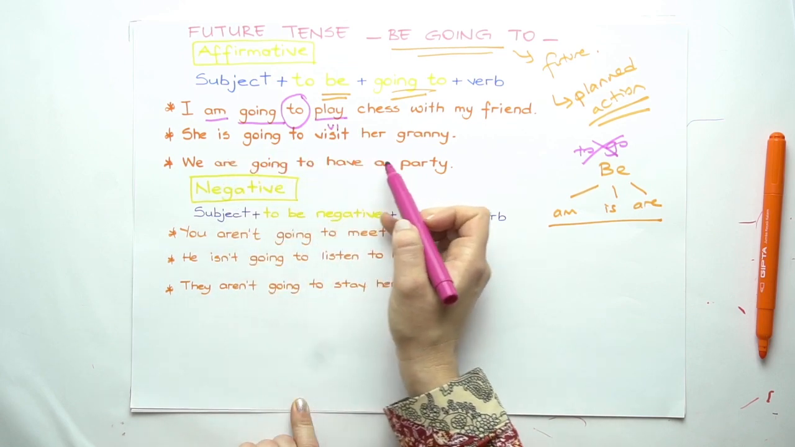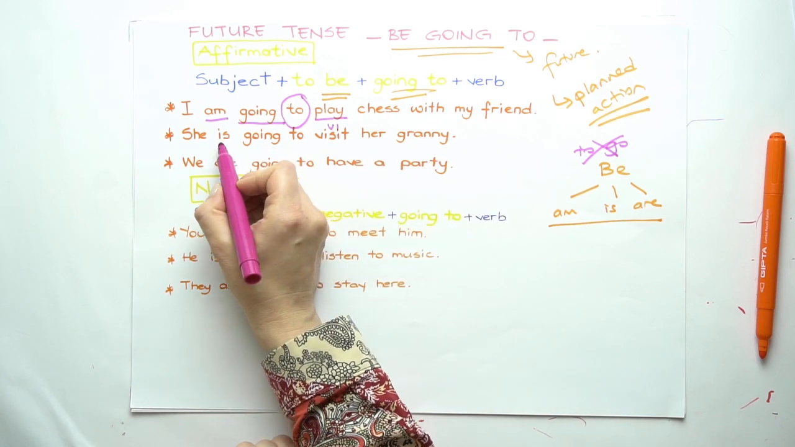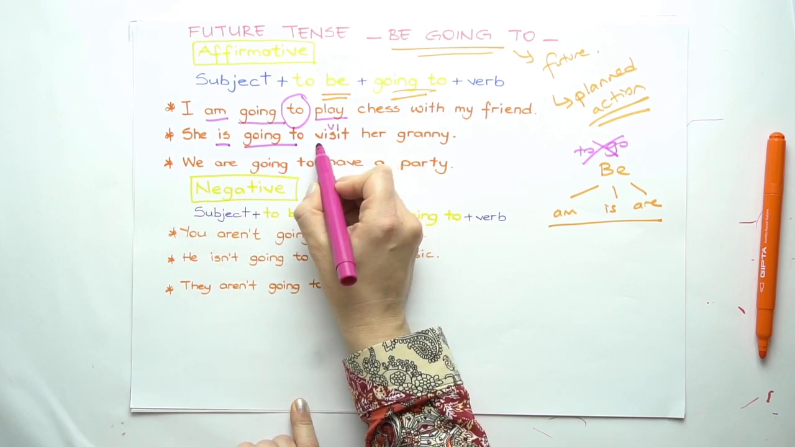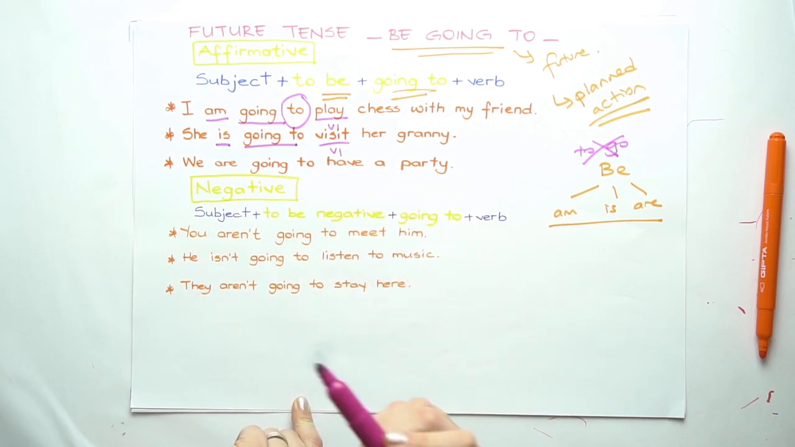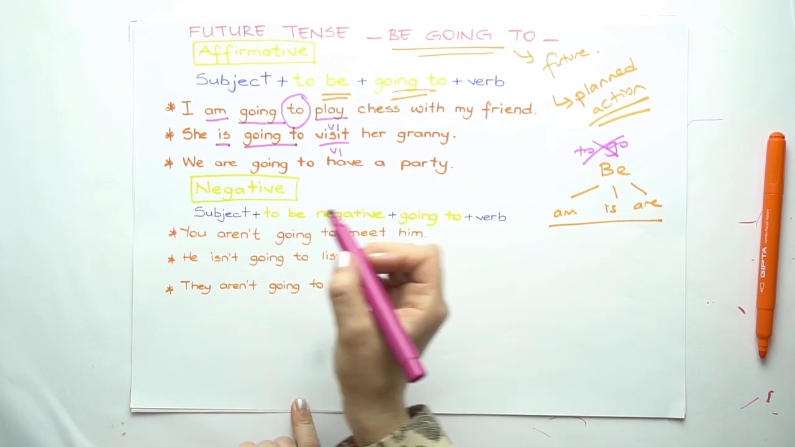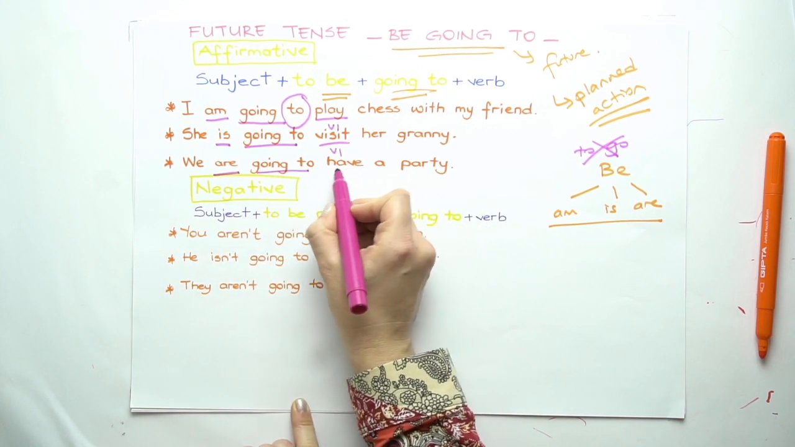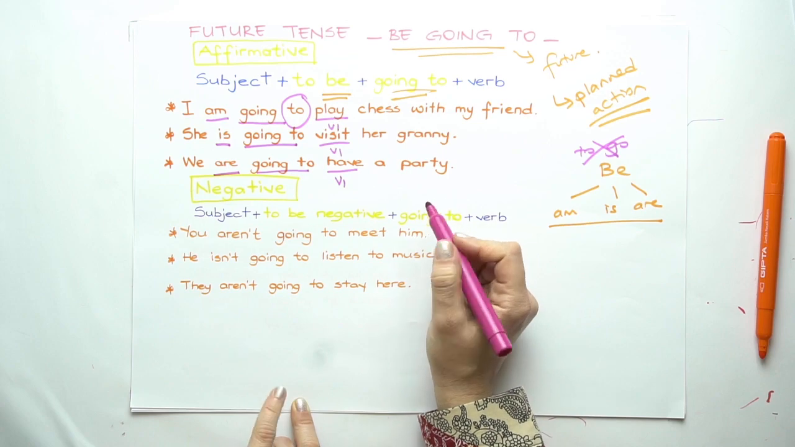She's going to visit her granny. Be, going to, and verb in its first form. We're going to have a party. Be, going to, verb in the first form.